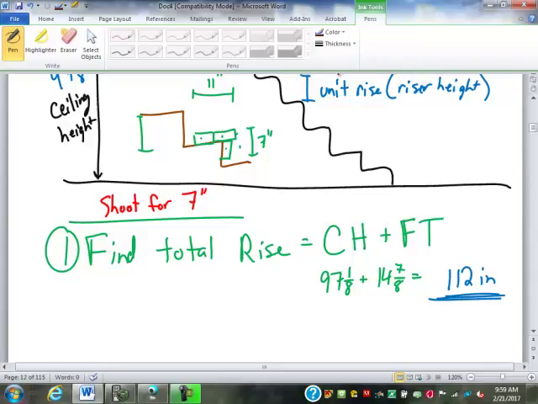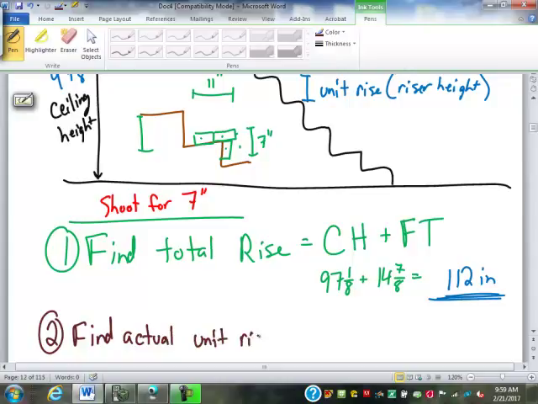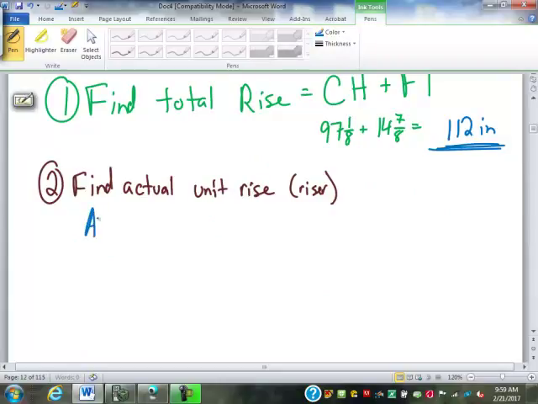Next, step 2: find the actual unit rise. In other words, the actual riser height. So to do that, step 2A is to divide total rise by our goal unit rise. Remember we said that was 7 inches.